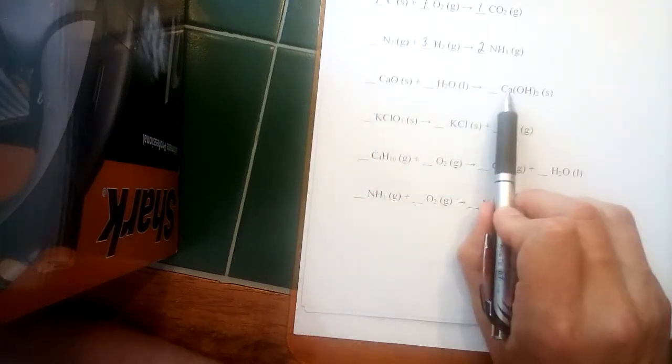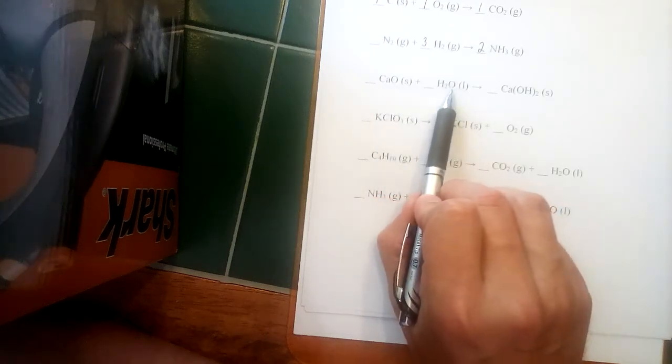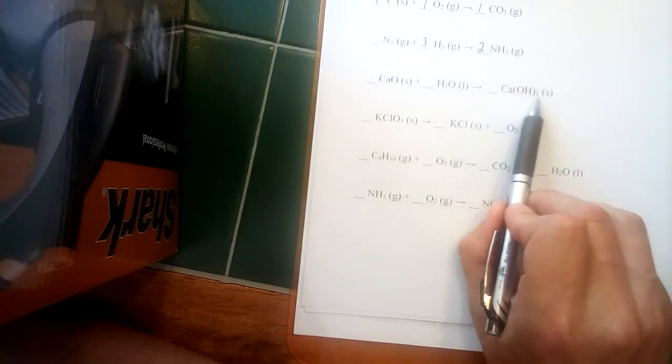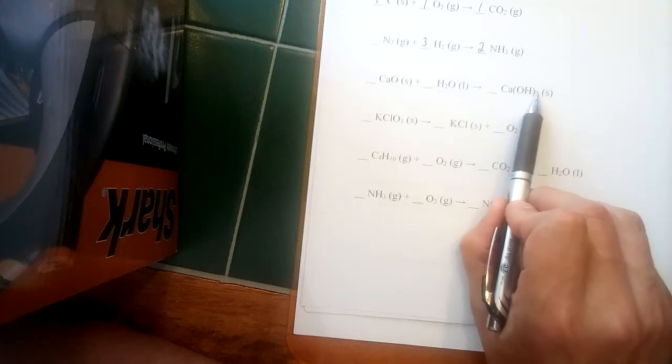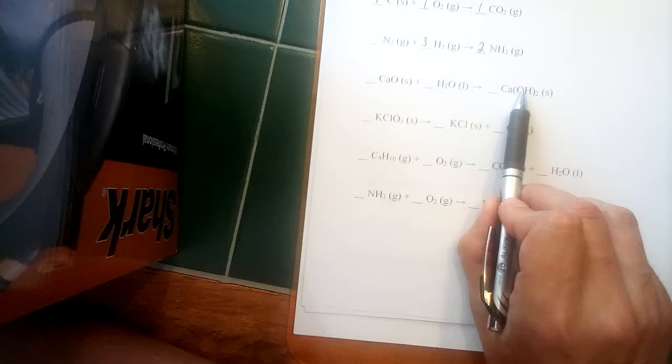1 calcium here, 1 calcium here, that's good. Right, there's 1 oxygen here in the calcium oxide. There's also another oxygen here in the water. And there's 2 oxygens over here in the calcium hydroxide product. So remember, this 2 outside of parentheses is referring to the polyatomic ion inside the parentheses. So if I have 2 hydroxide ions, I have 2 oxygen atoms.